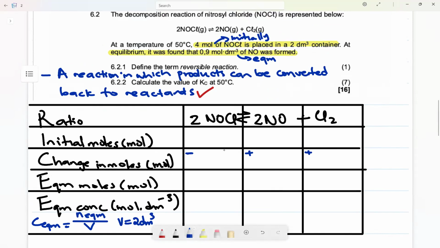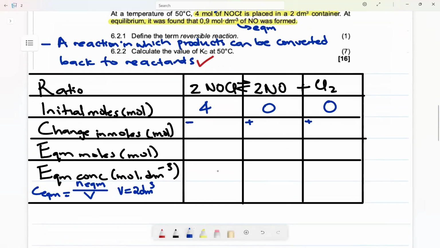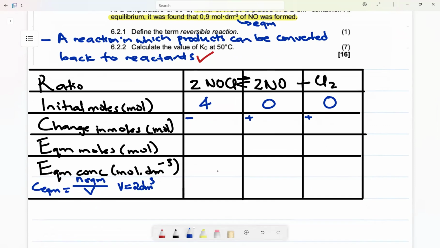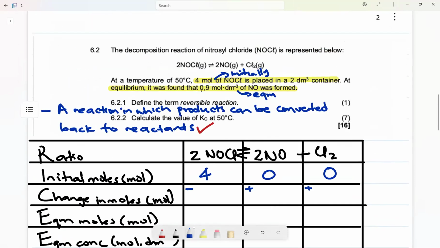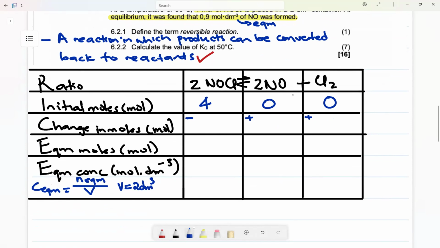Okay, so now let's fill up what we have. 4 moles of NOCl initially. Initially of NO, it is 0. Initially of Cl2, it is 0. Why? Because initially we do not have any products, hence we put 0. But as time goes on, now we will have products. Another thing that we were told is that 0.9 moles per decimeter cubed of NO was found, the concentration at equilibrium of NO. So where is NO? We have a concentration of 0.9 mole per decimeter cubed.